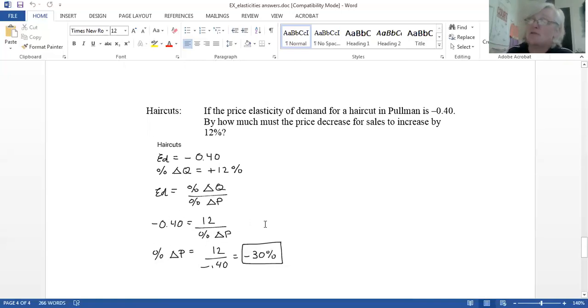In this case, I multiplied both sides by percentage change in price and then divided by the negative 0.40. Basic algebraic manipulations. Make sure using your algebra that you can do this, and you may have to do it step by step just to prove it to yourself how many steps it takes, right? In this case, I get the percentage change in price is negative 30. And so I would need to reduce my price by 30% in order to get a response of my sales to go up by 12%. Okay, so there we go. Another example of the general formula.